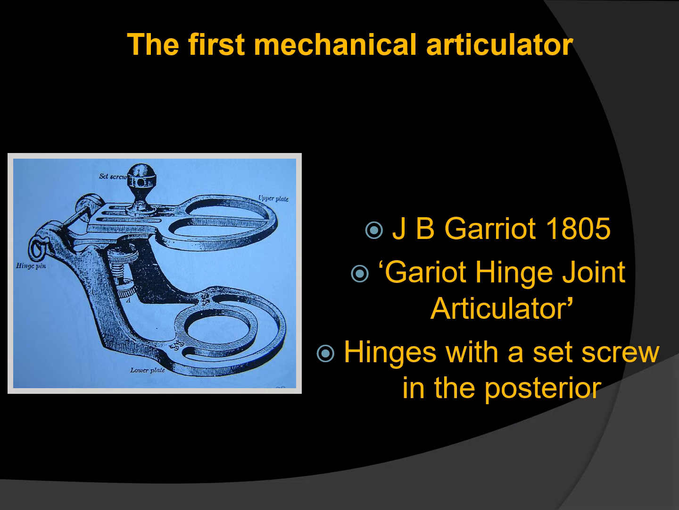Then in the year 1805, J.B. Garriott introduced the first mechanical articulator, that is the Garriott hinge joint articulator. This articulator consisted of hinges with a set screw in the posterior against a metal plate that serves as a vertical stop. So this was the first mechanical articulator, that is the Garriott hinge joint articulator.